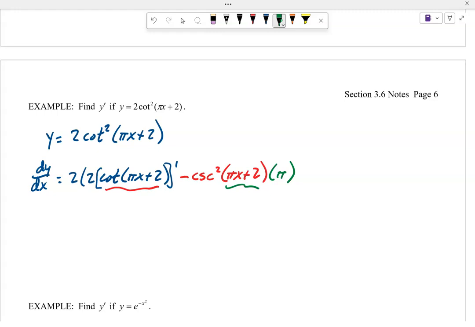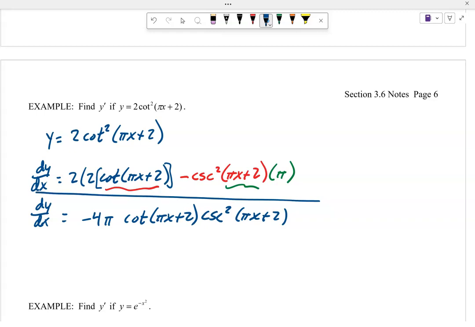Okay, so let's go ahead and I'm also going to erase this to the first power so you don't think that's a derivative right there. So let me just erase that. So we got dy dx ends up being negative 4 pi cotangent of that pi x plus 2, and then cosecant squared pi x plus 2. That's my derivative.